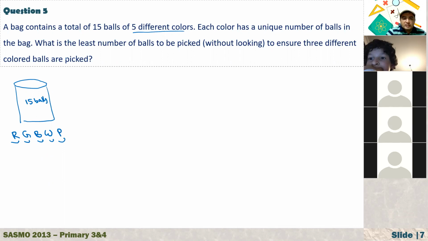Okay. The question is, what is the least number? Least means minimum, right? The smallest number of balls to be picked, to be taken out. Without looking, you're not checking. Without looking, to ensure means to make sure 3 different colored balls are picked. That's the question. Let me just give you 2 minutes and 45 seconds. After that, we will discuss together. Time starts now.